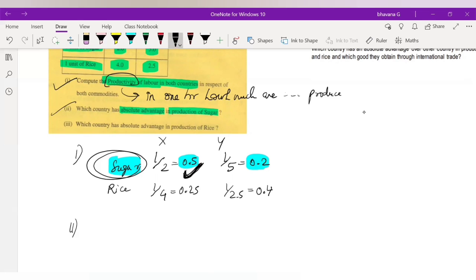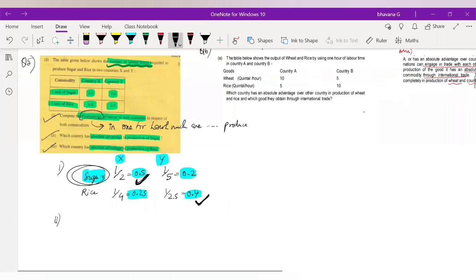Okay. The third question they have asked you, which country has an absolute advantage in the production of rice? For sugar, it was country X. For rice, which country it is, you have to see the productivity again. So country X productivity in rice is 0.25. Country Y productivity in rice is 0.4. So which country has an absolute advantage? Whichever country has more productivity. Here in this case, the answer is Y. Y has more productivity than X in case of rice. So that's why Y has an absolute advantage. So this also we have finished. So question number 5 also we have done.